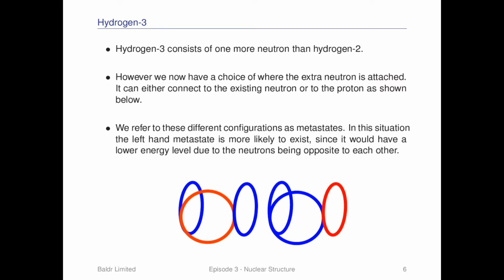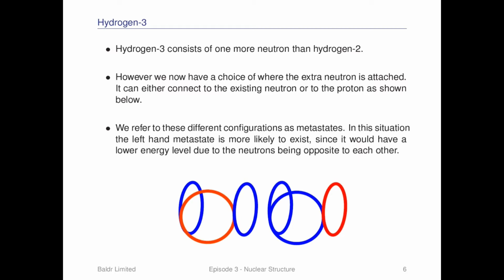Again, we can continue this same process of building up the atomic nucleus with hydrogen 3, which has one more neutron than hydrogen 2. This is where things really start to get interesting, because the question becomes, where do we put this extra neutron, as it can be connected either to the proton or the original neutron. These two possibilities are shown in the diagrams at the bottom.